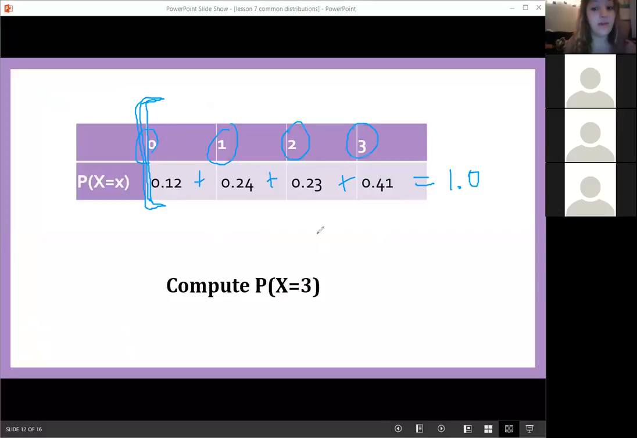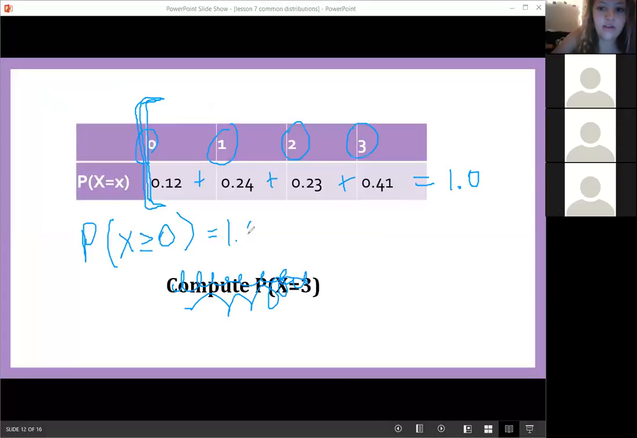Think about it logically. We just did the probability that x is greater than or equal to 0, which is equal to 1. It's literally saying, what's the probability that the number we get is 0 or anything higher than that? And that's everything on the graph, because 1 is higher than 0, same with 2, same with 3, and 0 is equal to 0, so we include it. That's why we add them all up to get 1. Does that make sense to everybody?